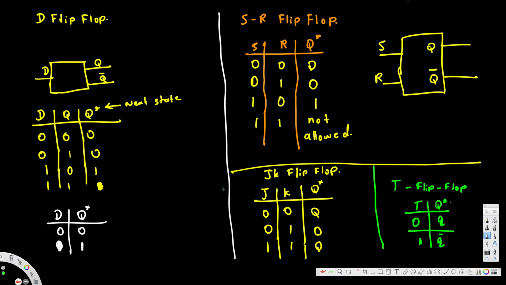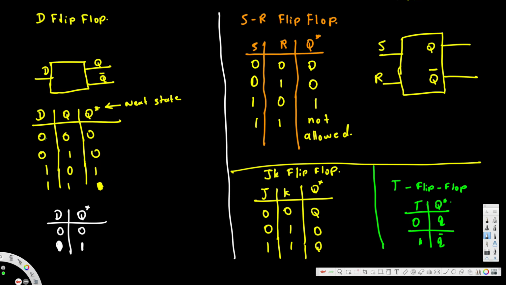In this video we are going to take a look at flip-flops. Here we have the D flip-flop. If D is 0 and Q is 0, Q asterisk, the next state, is 0. If D is 0 and Q is 1, Q asterisk is also 0. When D is 1 and Q is 0, Q asterisk is 1, and when D is 1 and Q is 1, Q asterisk is also 1.